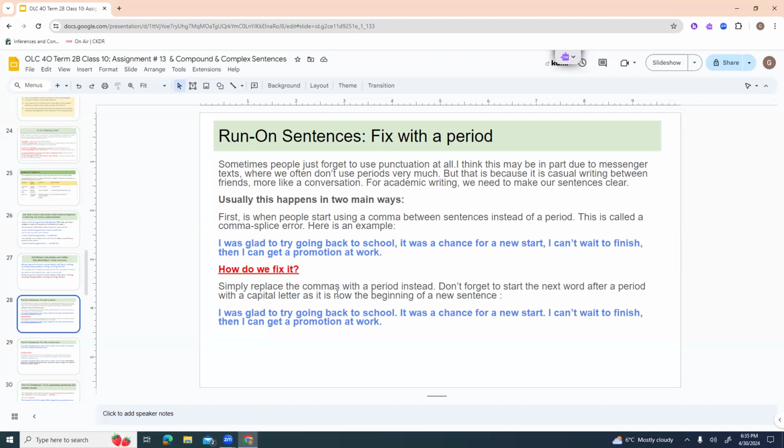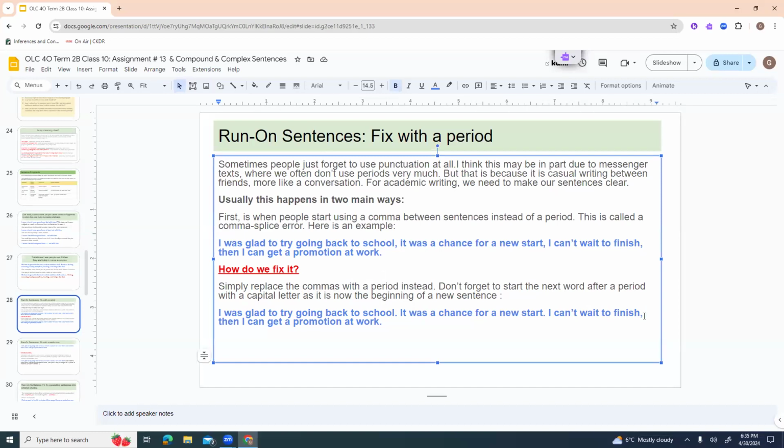One big thing is to simply replace the commas with periods instead. So the commas each become periods. This one could become a period as well. Here we go. Let's see this. Finish.